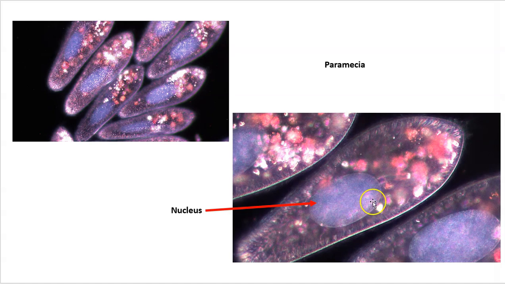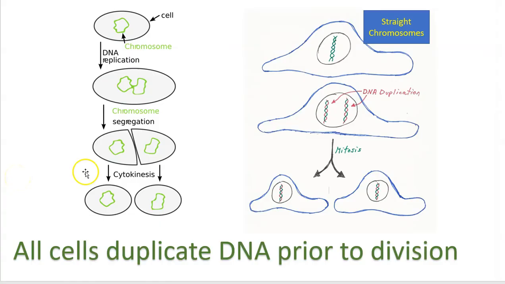So within the nuclear membrane here would be all of the DNA that the Paramecium is using to build proteins. Now, all cells duplicate their DNA prior to cell division. So we saw with bacteria, it's going to take its circular DNA molecule, duplicate that DNA molecule, so as to give one copy to each daughter cell. And this is how bacteria reproduce.